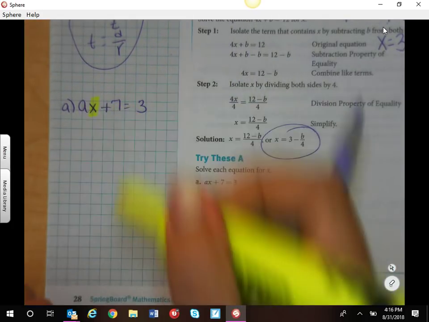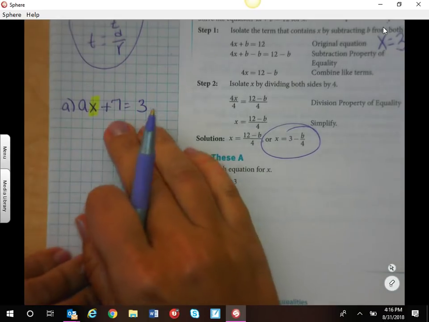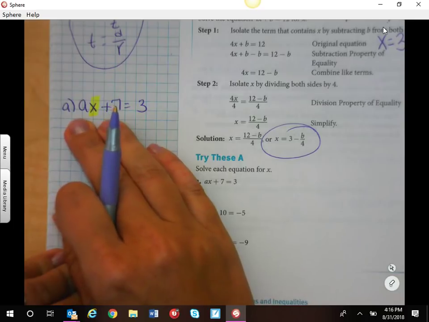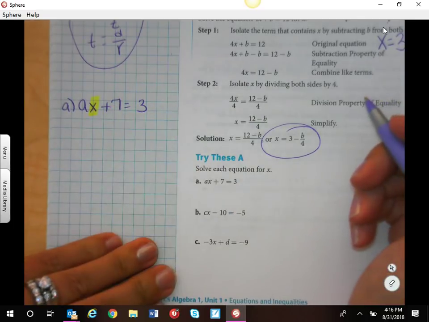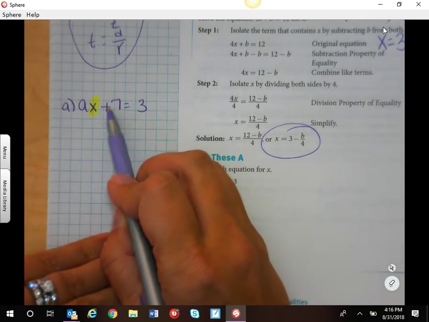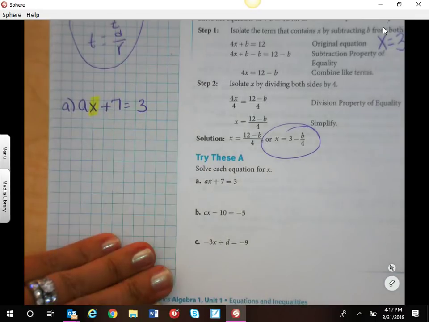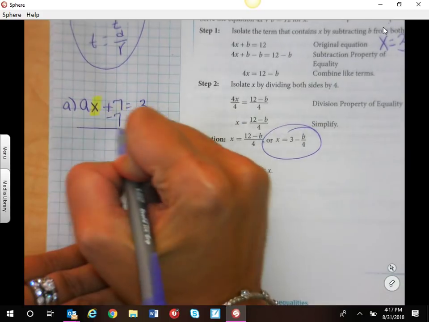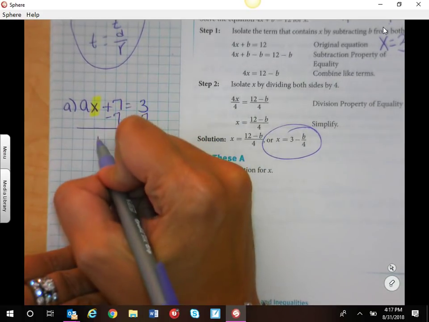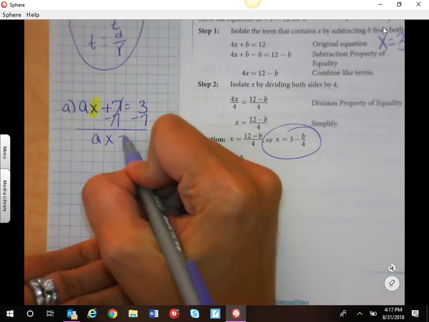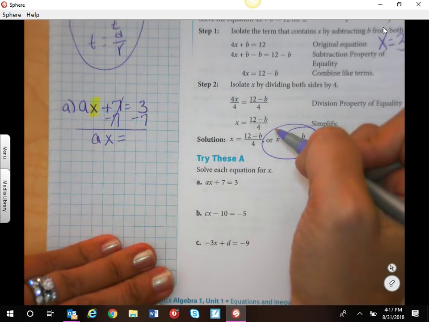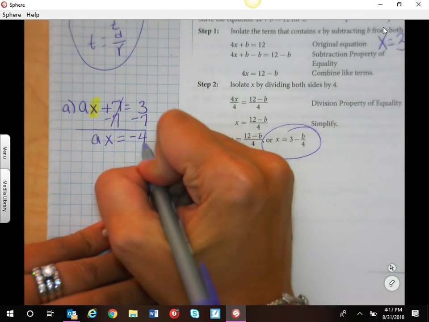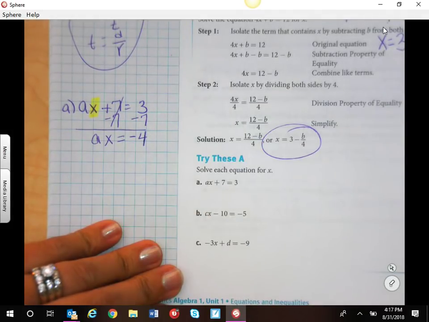So remember, you want to get rid of whatever is being added or subtracted to the variable, and then secondly, undo what's being multiplied or divided to the variable. So we're going to say, okay, we're adding 7. So the inverse of adding 7 is to subtract 7. Bring down what we have. Ax equals, well, we can do 3 minus 7. Those are like terms. We can put those together. 3 minus 7 is a negative 4. Be very cautious with your signs, please.